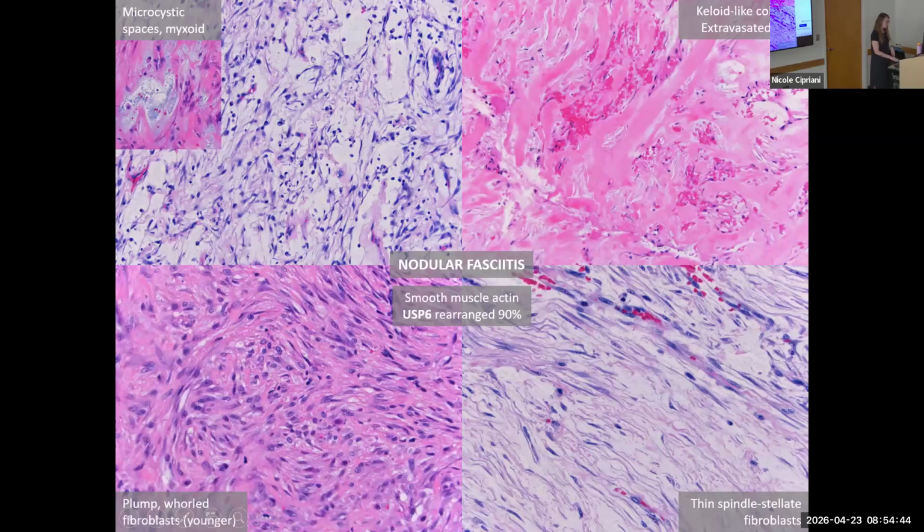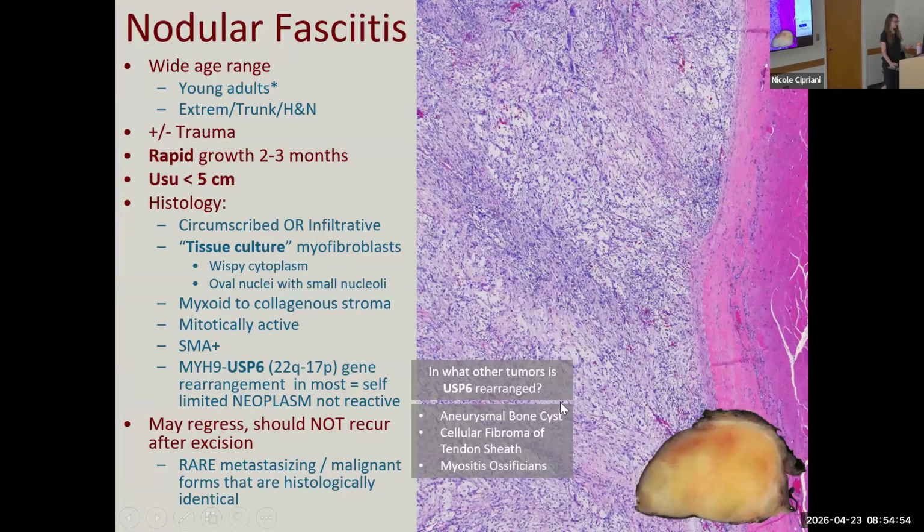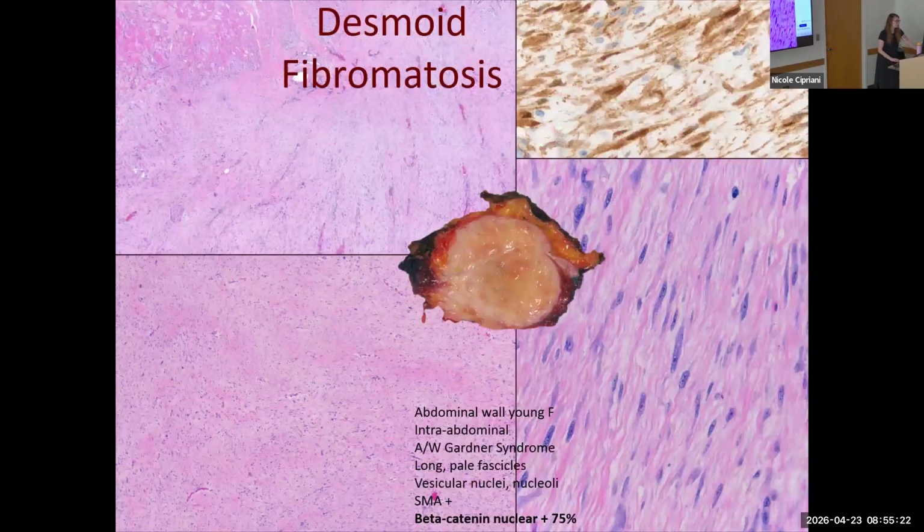Think about nodular fasciitis. If you're curious, right, sometimes they have smooth muscle actin because they're myofibroblasts, but mostly they have USP6 gene rearrangement. Remember, what else has USP6? Aneurysmal bone cyst, fibroma of tendon sheath, myositis ossificans. Okay. Other fasciitides include the intravascular fasciitis, the cranial fasciitis, the proliferative fasciitis, which characteristically has these ganglion-like giant cells, and then the ischemic fasciitis, which is specifically in immobilized ischemic zones of elderly patients. Don't worry, I'll give you this presentation so you can peruse all of this stuff later.